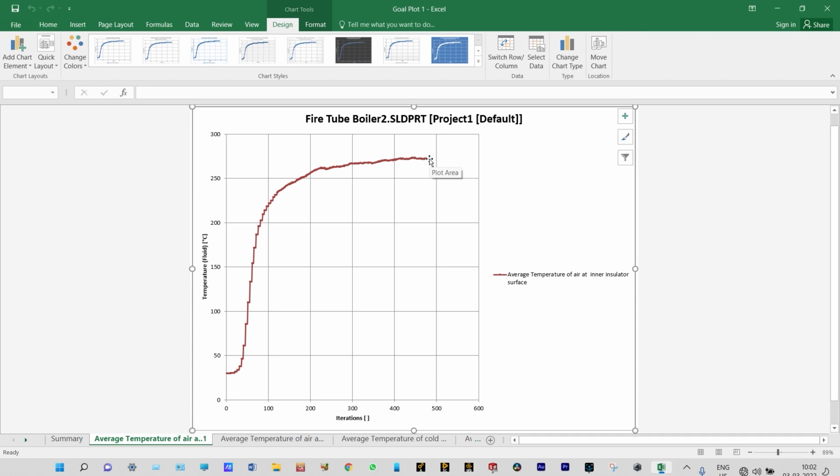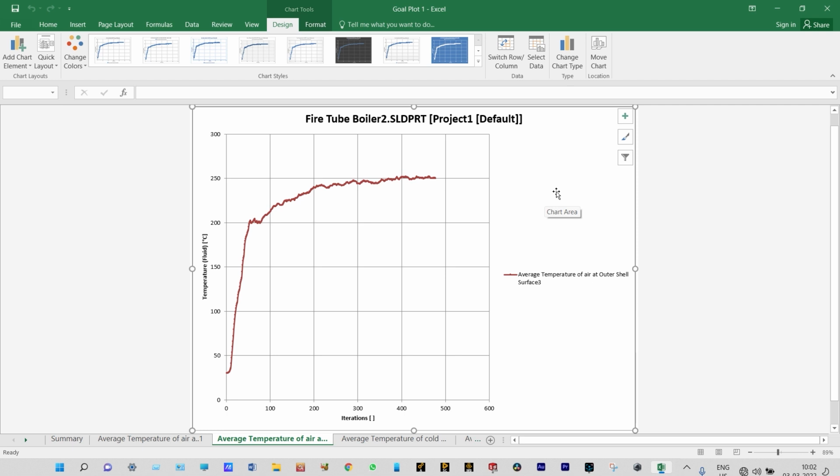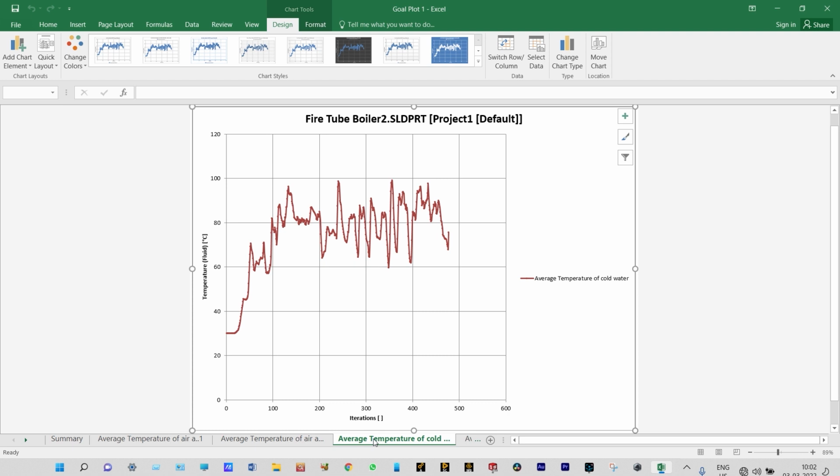First one we'll see. This one is showing average temperature of air at inner insulator. It is in the range of 272 degrees centigrade after 472 iterations. Average temperature at the inner surface of insulator is 272 degrees centigrade. Next one, it is showing average temperature of air at outer shell surface, and this value is in the range of 250.12 degrees centigrade after 477 iterations. Next one, it is showing average temperature of cold water. That is our main aim. It is showing after 477 iterations. Average temperature of cold water is 75.53 degrees centigrade.